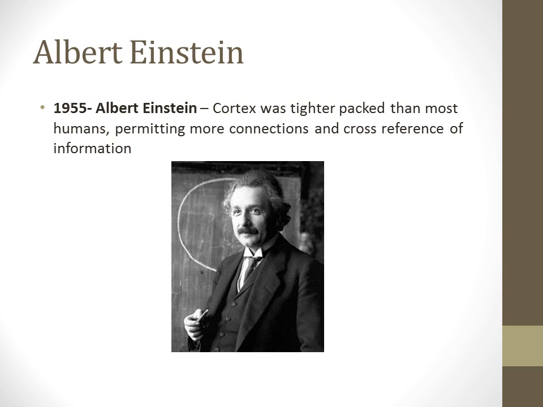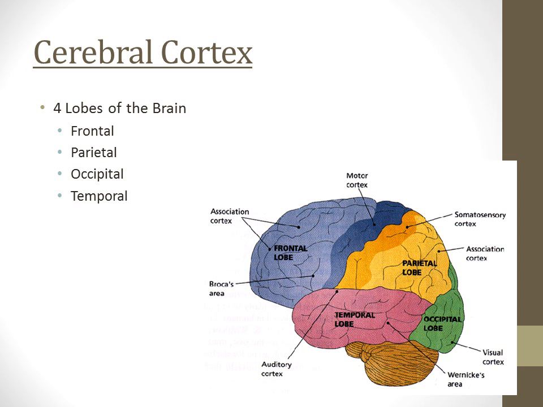In 1955, what they did learn about the cortex came from a lot of exploration of Albert Einstein's brain, obviously after he died. His cortex was more tightly packed than most humans', permitting him more connections and transfer of information. So what they believe is not that the bigger your brain is, the smarter you are, but maybe the tighter that cortex is packed together, the more that can increase your intelligence.